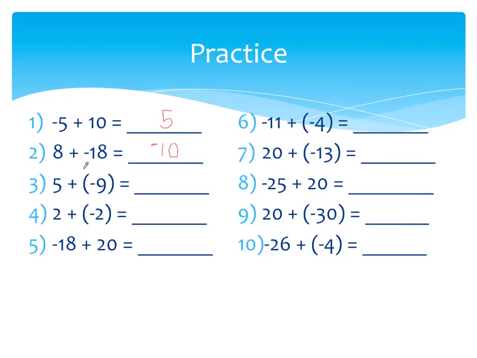Okay, let's look at another one. 5 plus negative 9. Now, just so you know, these parentheses are here only to represent this as a negative number, so don't let that confuse you. It's just so you don't have an operation and a negative sign right next to one another. It's just to hold that negative sign with the number 9.